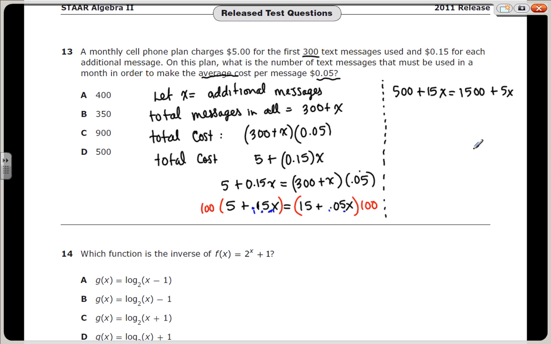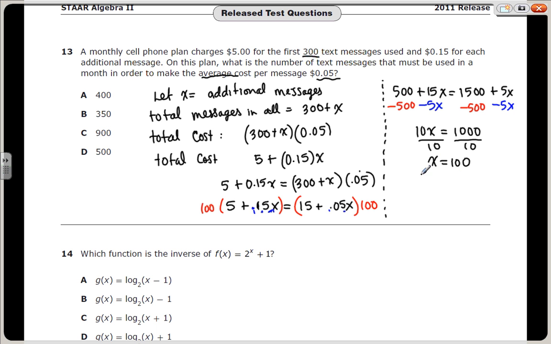Alright, now what I'll do next is I will subtract 5x from both sides, subtract 5x, subtract 5x. And I can subtract 500 also, so I can get all the x's on one side and all the numbers on the other side. So subtract 500, subtract 500, and then you have 10x equals 1000, and to get x by itself, divide both sides by 10, and then you have x equals 100.